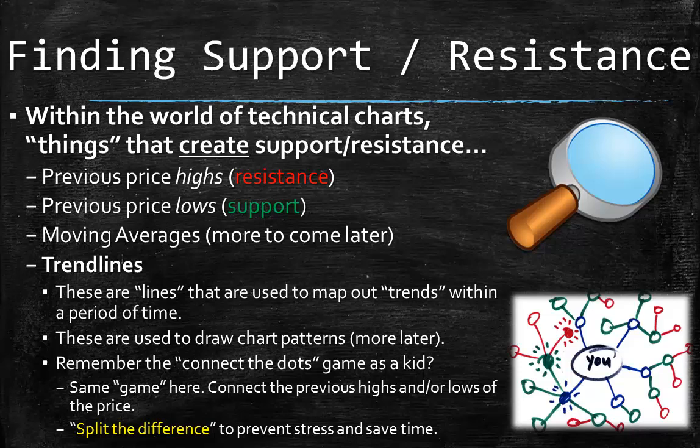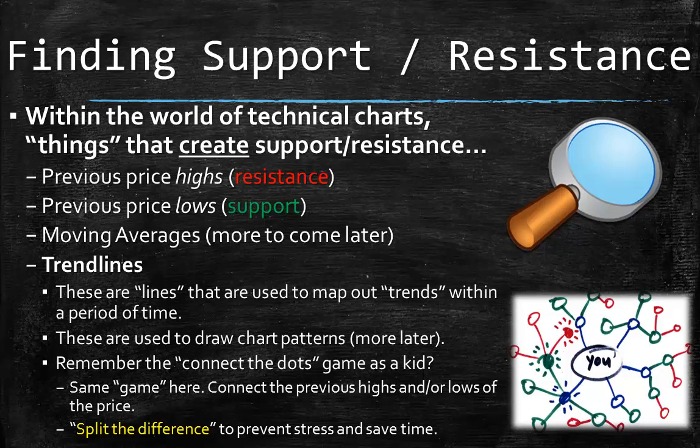So hopefully that makes sense. It actually took me a while before it finally dawned on me. Trend lines, oh yeah, they are just simply lines that show a trend, and that's exactly what they are. These are used to draw chart patterns, and we'll have plenty of that later on. And remember the connect the dots game as a kid? Sometimes the dots usually had numbers by them. It is the same exact game here. You just connect previous highs and lows, or just general areas. When you're not sure where exactly you should be drawing this line, because that kind of sticks a little bit lower than that, what I like to call is you just split the difference.